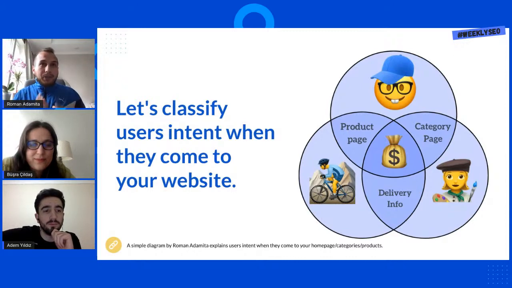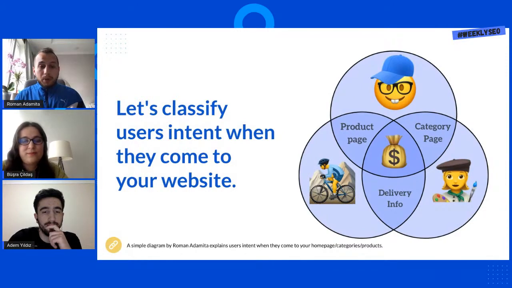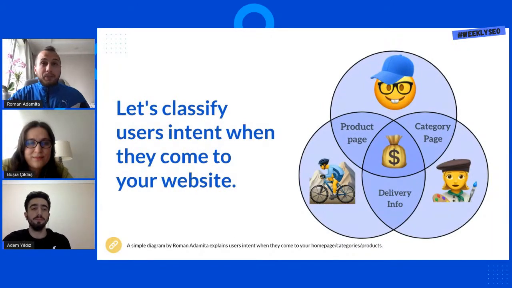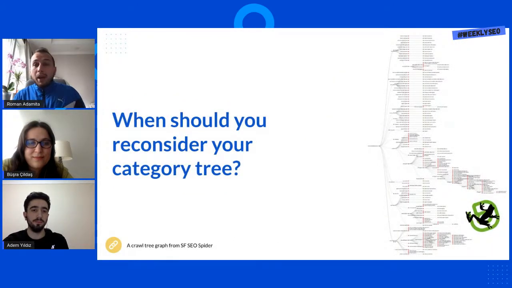So I wanted to tell you a little bit of story about what users are expecting from your homepage, because homepage is not a landing page where users are starting to convert. Users are starting to convert from a category to a product page, or to delivery time. If there is any delivery information on your website, they would want to see all the information on those pages. So now, when should you reconsider your category tree?